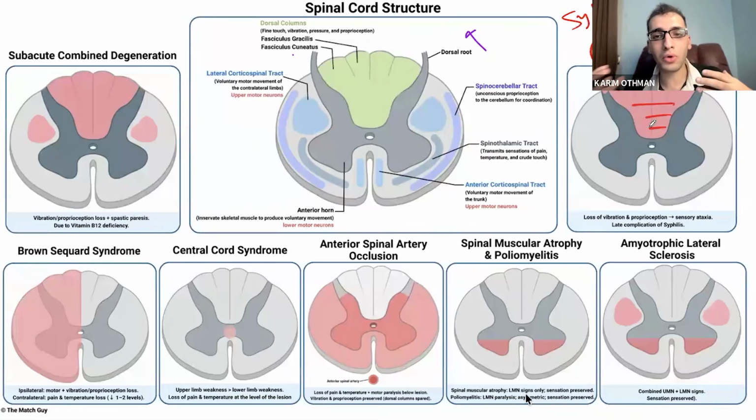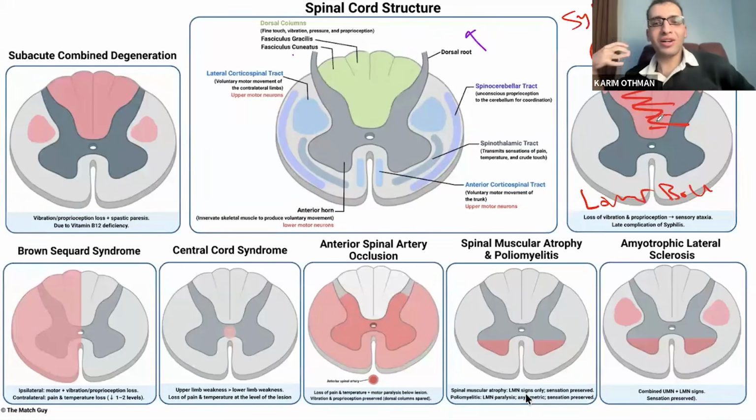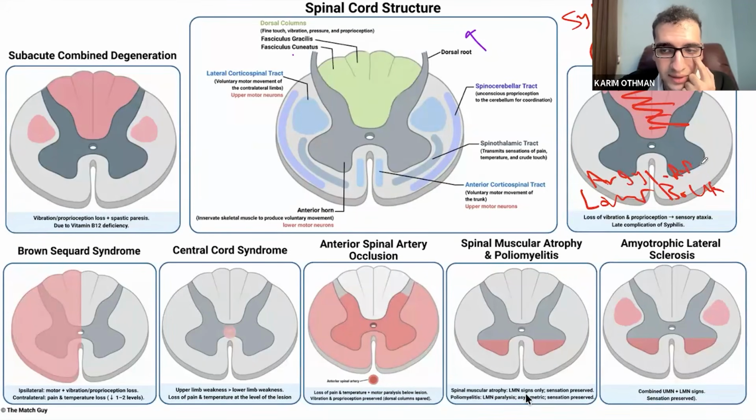And that's why it will cause problems in vibration and the proprioception and the balance. So it will cause ataxia, okay? It will also cause severe lower back pain. Remember it affects the dorsal column. Dorsal column is near your back, so it will cause severe lower back pain, okay? And it will cause something called Argyll Robertson pupil, which is very important.